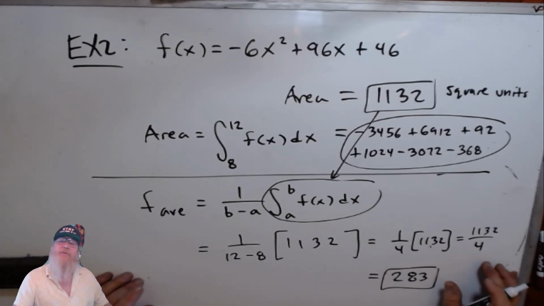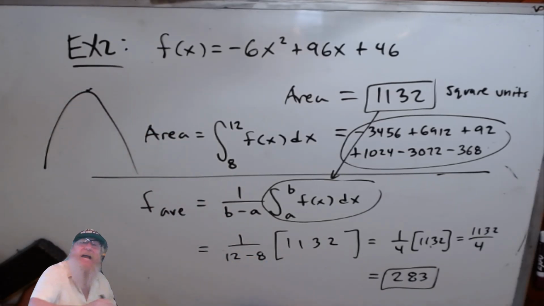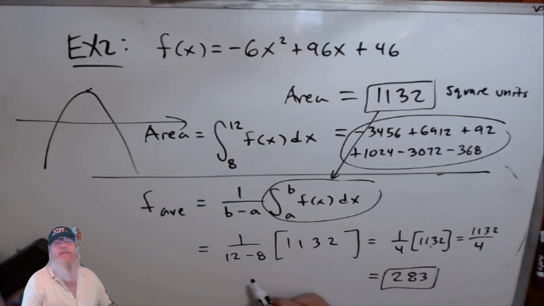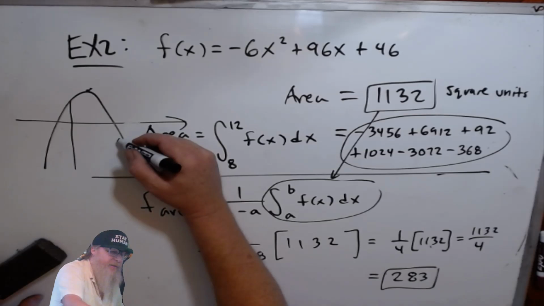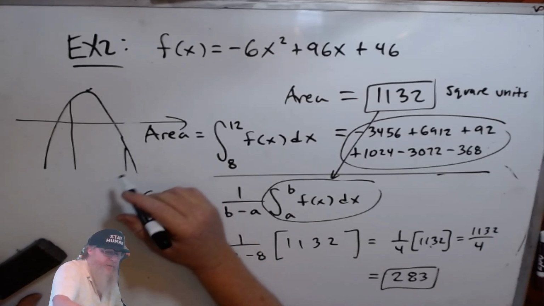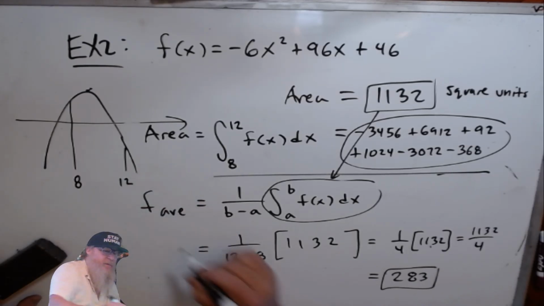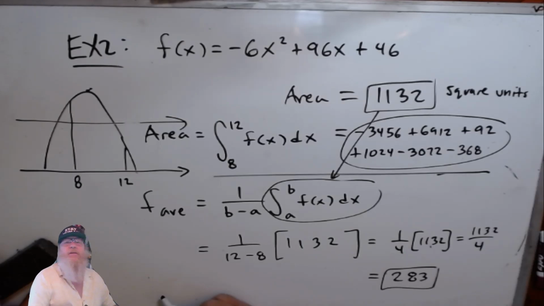This one's a little tougher to draw, so I'm not going to. But if you're curious, it's an upside down parabola. It goes up very, very high. And then the average kind of cuts it like this. Yeah. And then we were between, here, look at me. I said I wasn't going to do it, and I did it anyway. We were between 8 and 12. So that's sort of a rough idea of what the graph would look like.